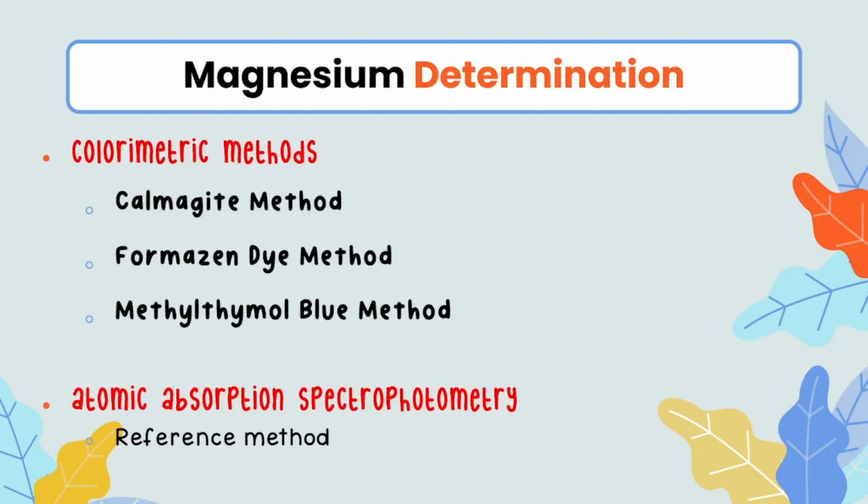So for the determination of your magnesium, it can either be by using colorimetric methods or through your AES, which is your reference method. Now, in terms of your colorimetric methods, there are three. You have your Calmagite, your Formazan dye, and your methylthymol blue. So, very easy to remember, kids, kung ano yung name ng method, yan yung mismong ginagamit natin and yung ini-incorporate sa mga reagents which will react with your magnesium.